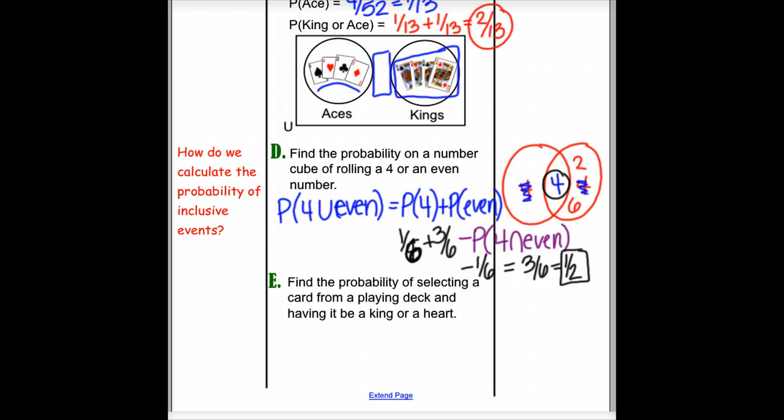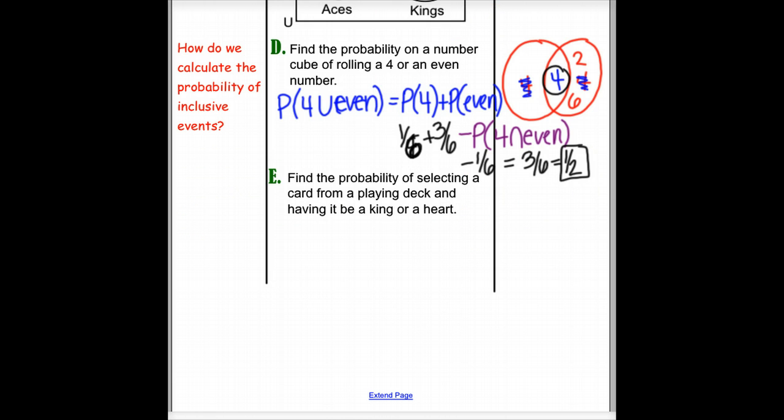Finally, we have the probability of selecting a card from a playing deck and having it be a king or a heart. I want you to give this one a shot, and then once you've entered your answer, you can go ahead and check your work.